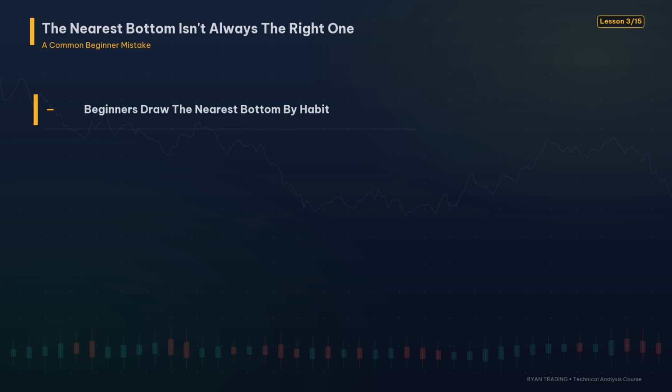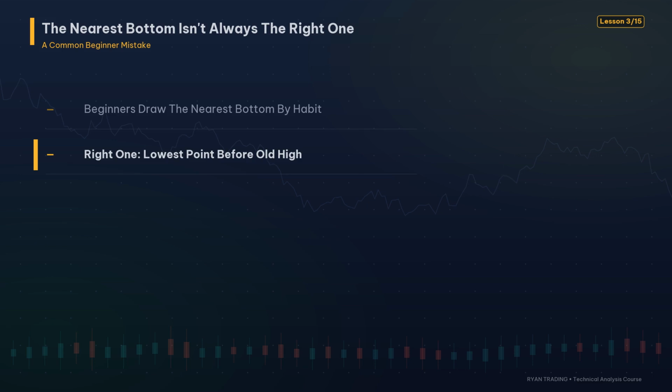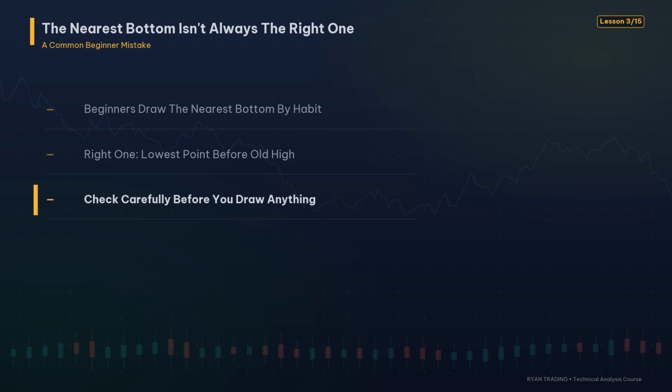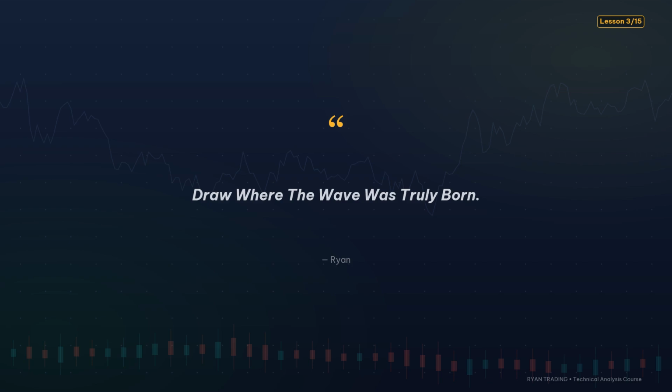Beginners often draw the nearest bottom out of pure habit. The right one is the lowest point before the prior important high. Check carefully before you draw anything at all. Don't draw a line just because it happens to touch several tops and bottoms. Almost any line will if you look hard enough. Draw where the wave was truly born.